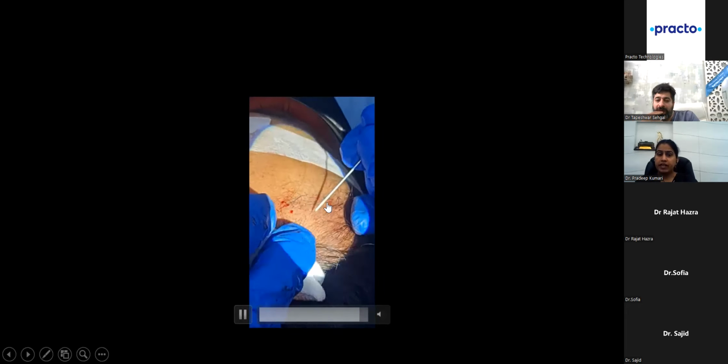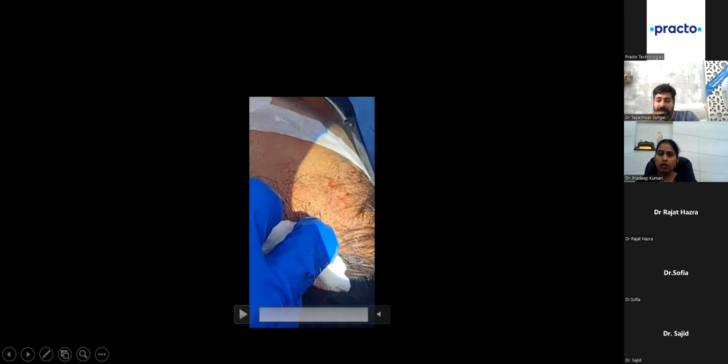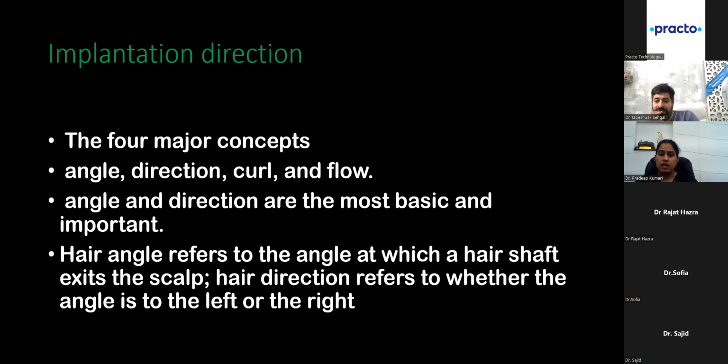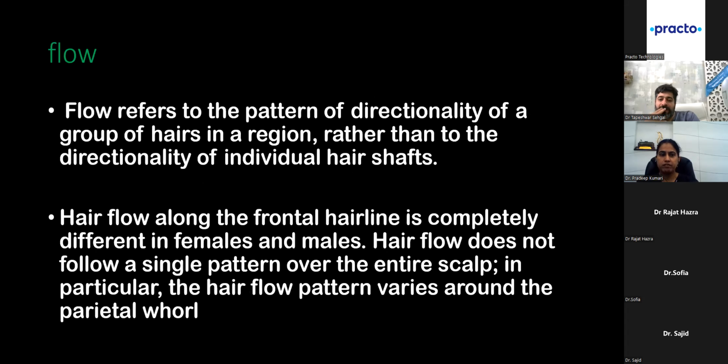Female hair is also fine caliber. So the needle which is being used to make slits is 20 to 21 gauge, so much smaller slit making. Implantation-wise, four major concepts come into question when we are talking about females, because it is not just the angle or direction of the hairs, but we also have to look at the curl. And because it is going to be a longer hair, while males keep the hair short, we also have to look at how the flow of the hair overall is going to happen, because the final hair design, or how the female is going to keep the hair, has to be kept in mind.